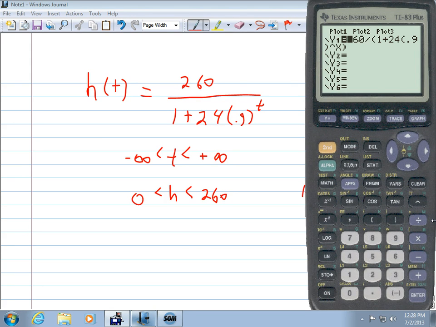260 over parentheses, 1 plus 24 times 0.9 to the x. And I need to open close parentheses for the denominator, open close parentheses for the 0.9. All right, so just playing around with function notation. That's what chapter 2 is about. Whether it's a linear function or not doesn't matter right now. Okay, anyone stuck?